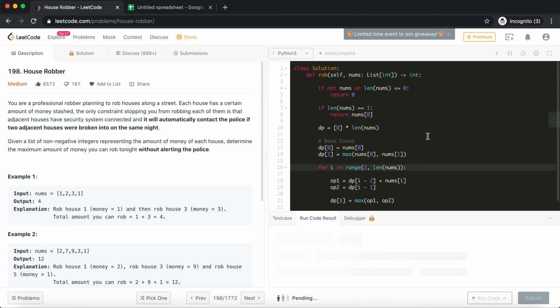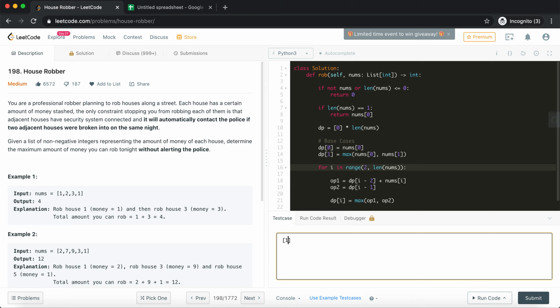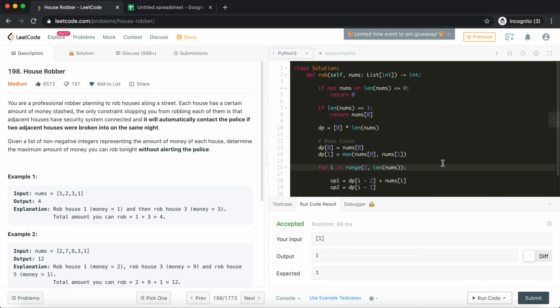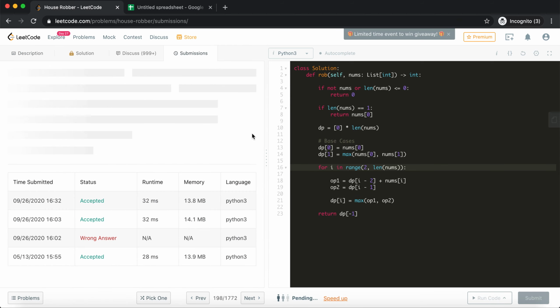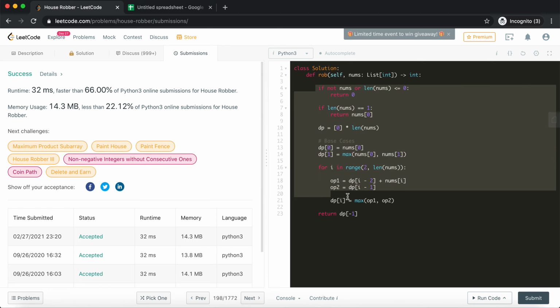Let me try a few more special cases. Let's say we have only two houses. Yeah, it is working fine. Let's say we have a single house, that should also work. Yeah. Let me submit our code. It got accepted. So that's how you solve this problem. It's a dynamic programming approach.